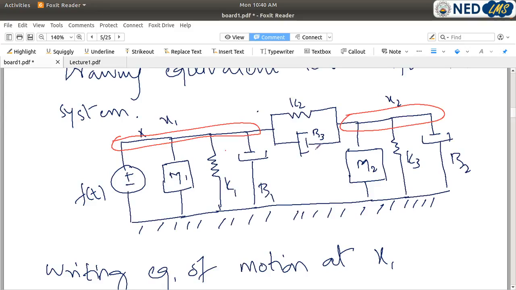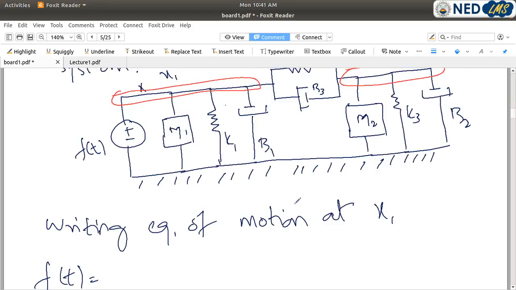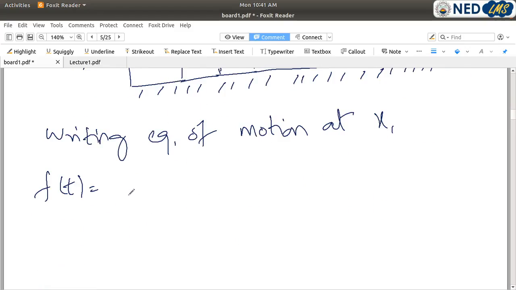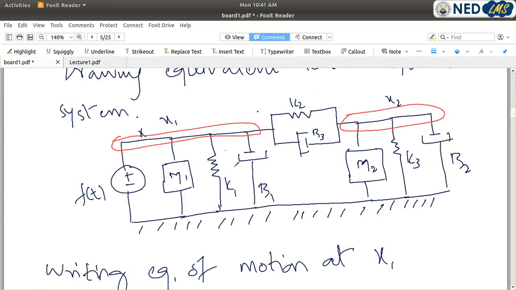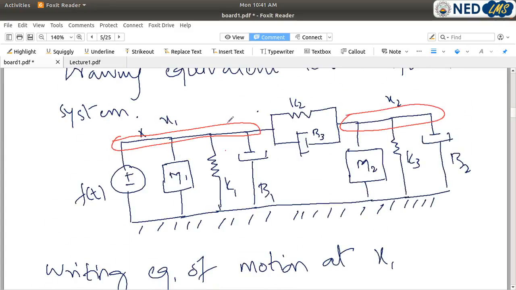As KCL, we can state KCL as forces or current towards the node is equal to the current away from the node. So writing it down, applied force is equal to m1 d squared x1 by dt squared plus b1 dx1 over dt plus force due to this damper and force due to this spring, which is k, and they are connected between non-reference node x1 and reference node.